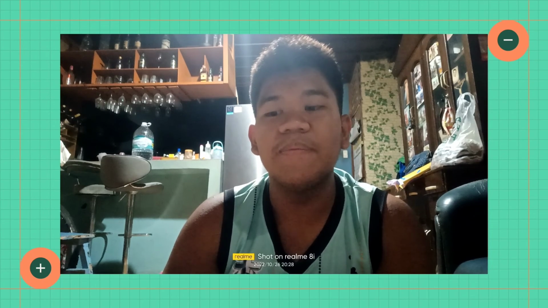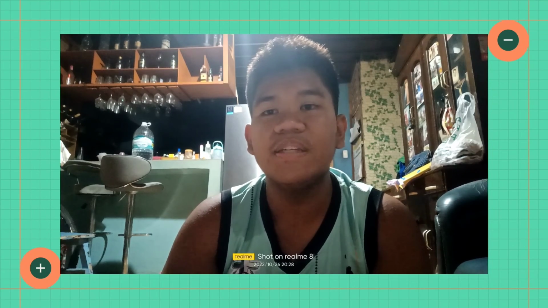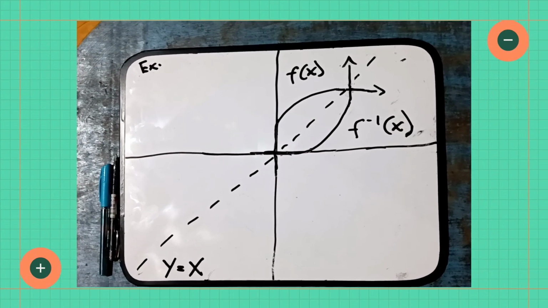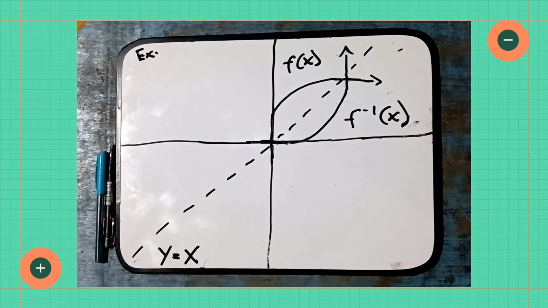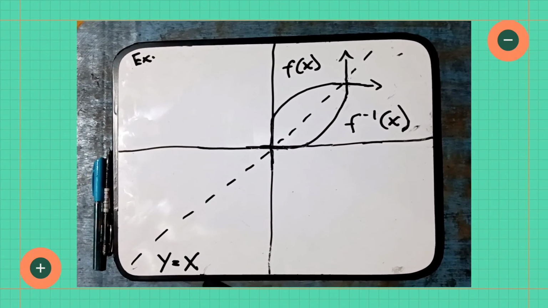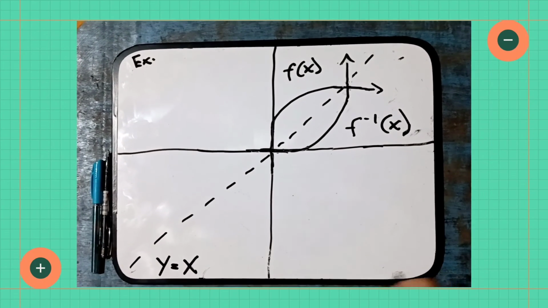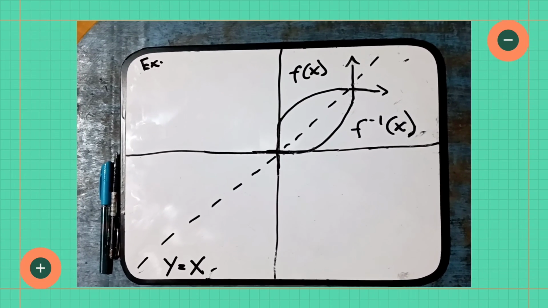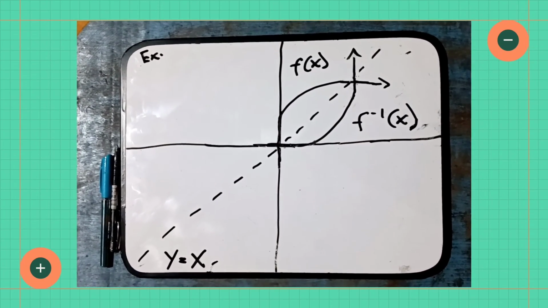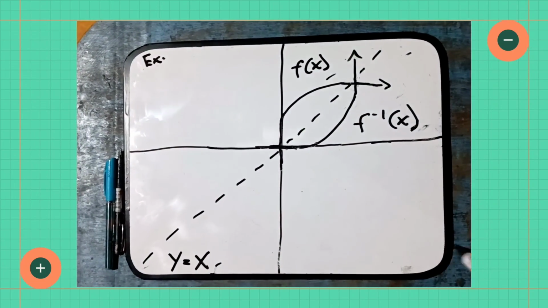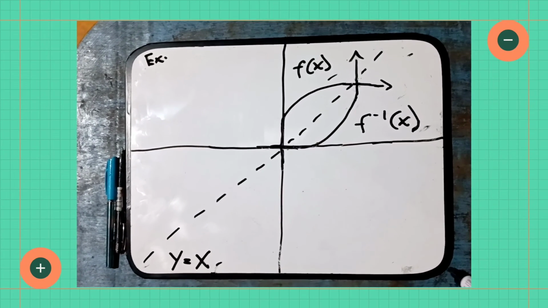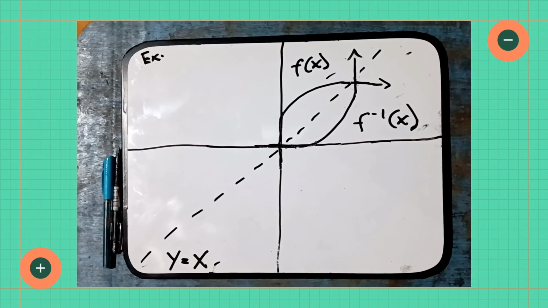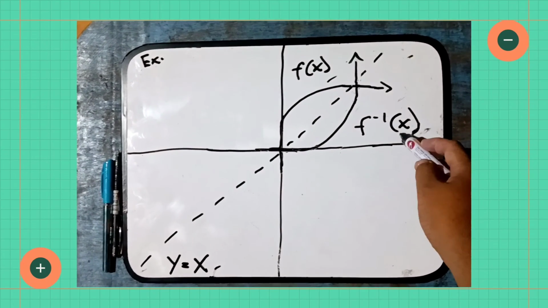Hi guys, so I'm going to show you an example of inverse function using a graph. And here is example number 1. Let's say we have y equals x, and this is the graph of our given function f of x, and the inverse of this function is the reflection of our given function, or f of x.